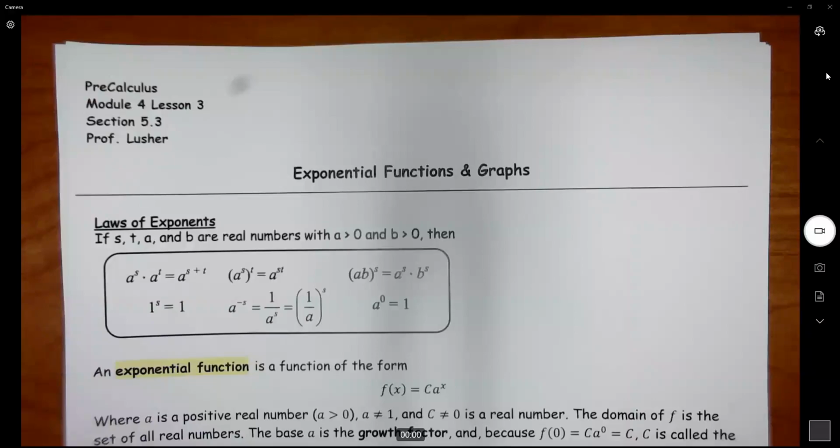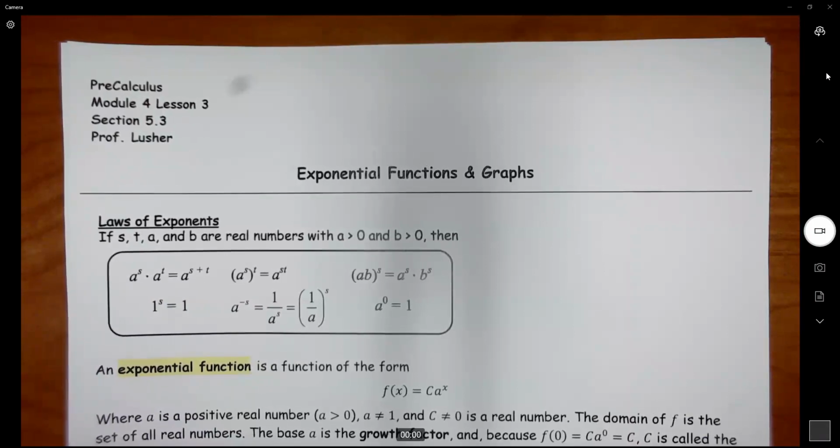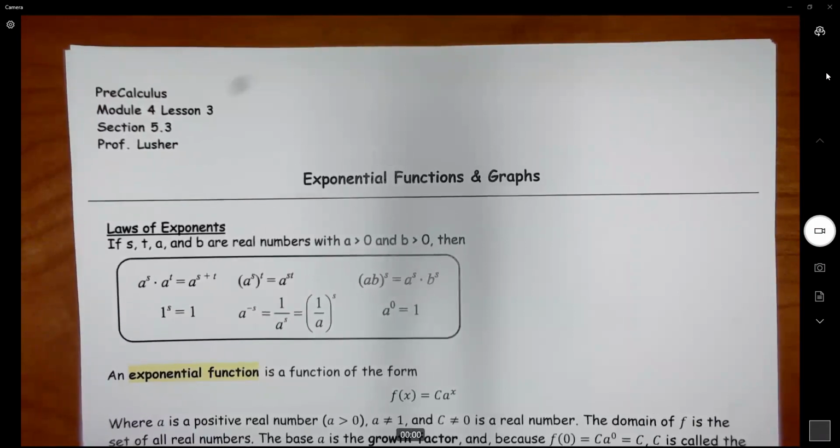Hello, everyone. In lesson 3, we're going to go over exponential functions and their graphs. Before we get into that, let's review some laws of exponents that we're going to need in this lesson first.